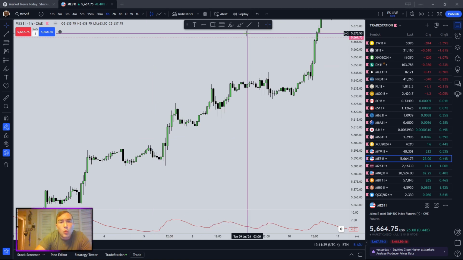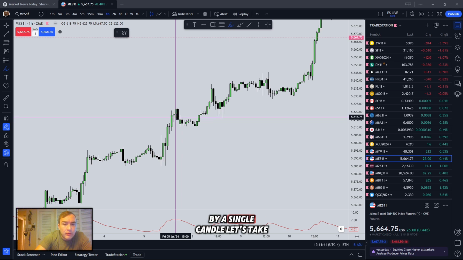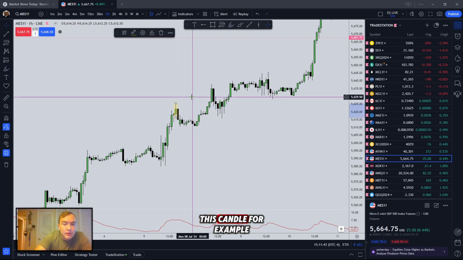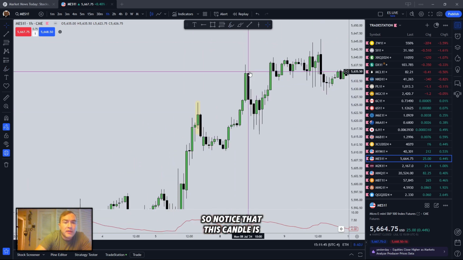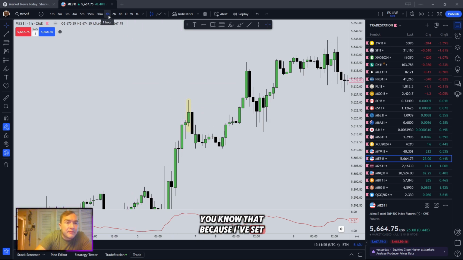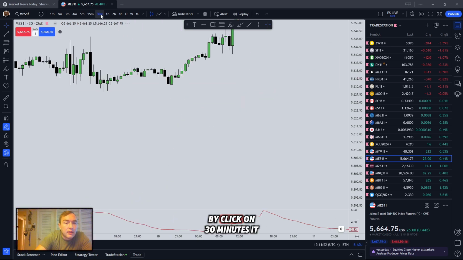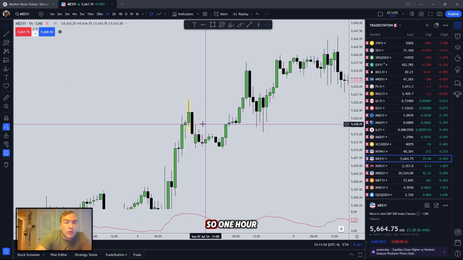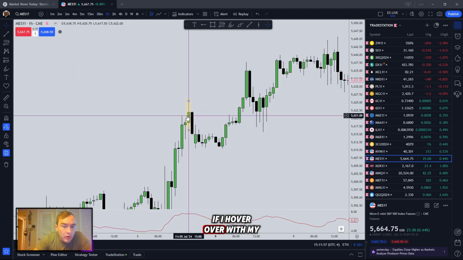Okay, guys, so what is the information being shown by a single candle? Let's take this candle, for example. Notice that this candle is 1 hour in duration, and you know that because I've set it to be 1 hour. If I click on 30 minutes, it goes away, right? So 1 hour. If I hover over with my cursor, notice at the bottom of the screen that it says Friday 05 July 24 at 1500.